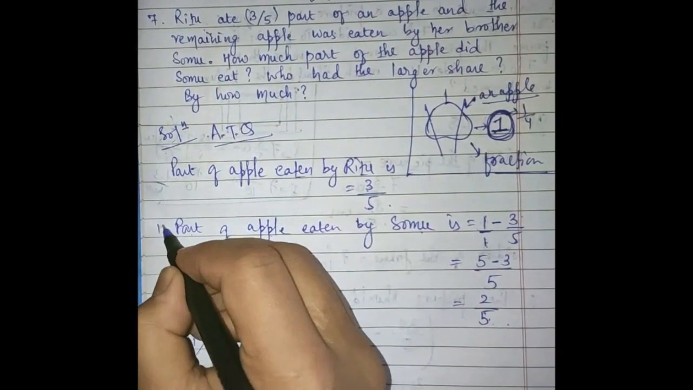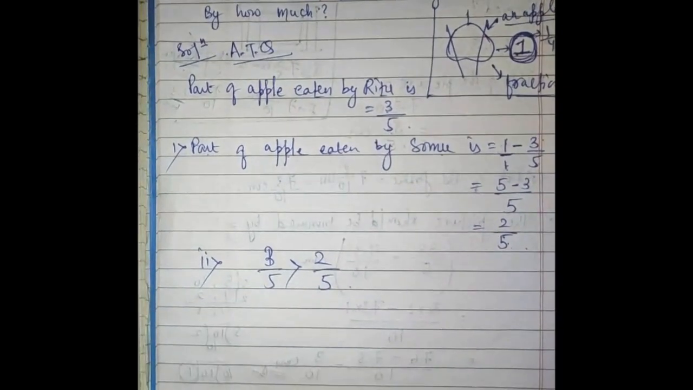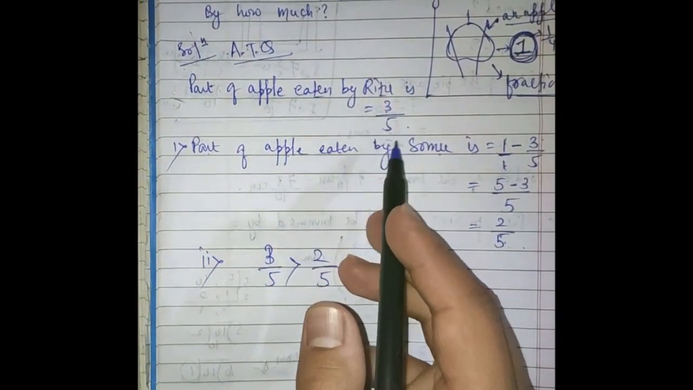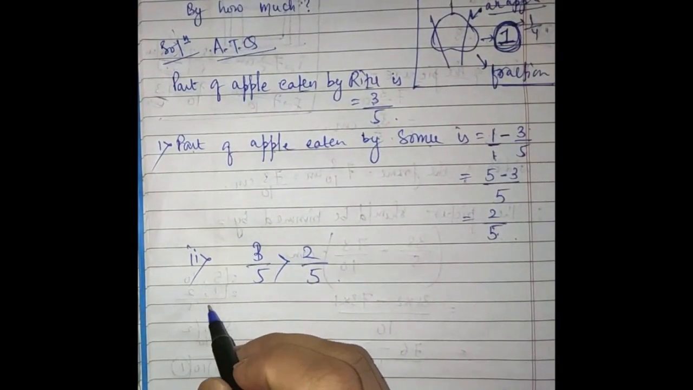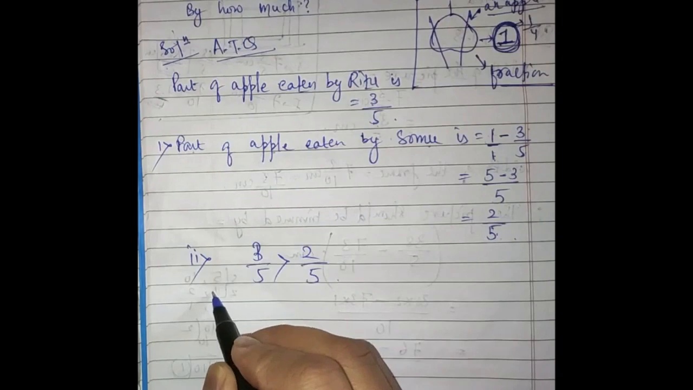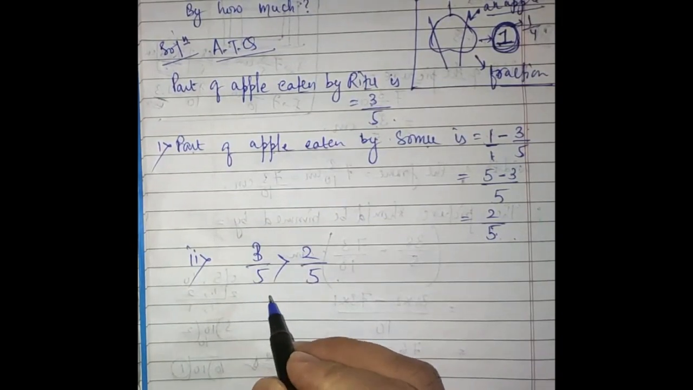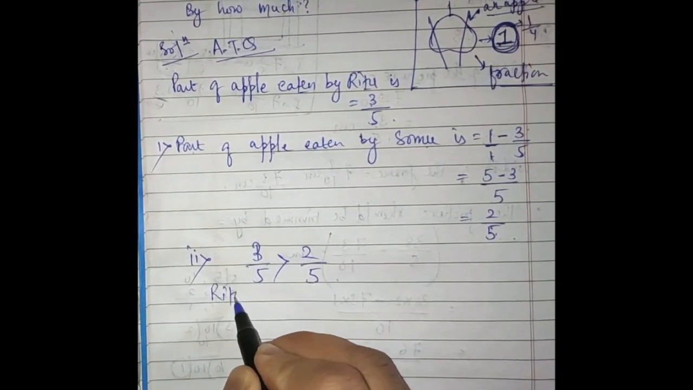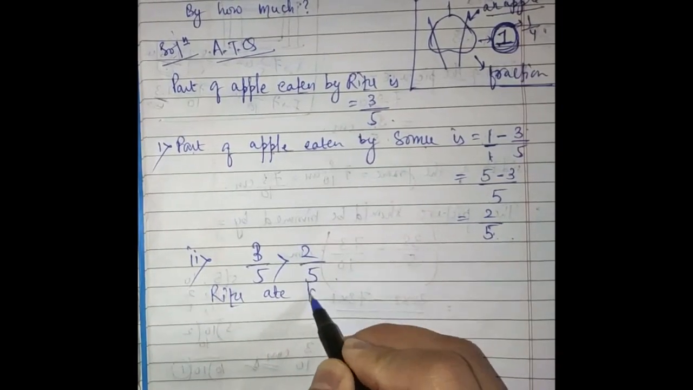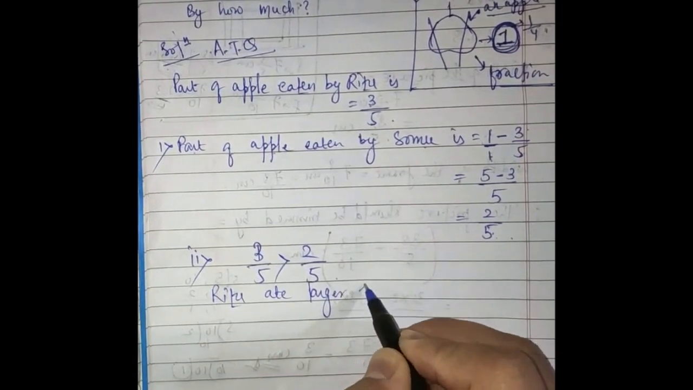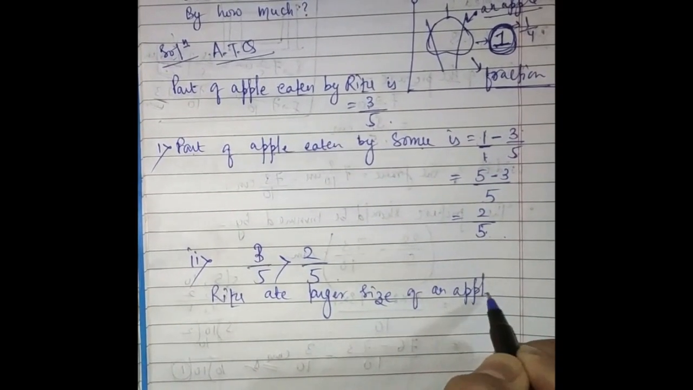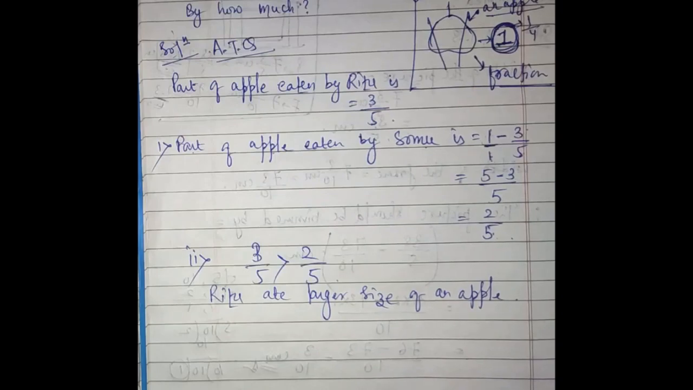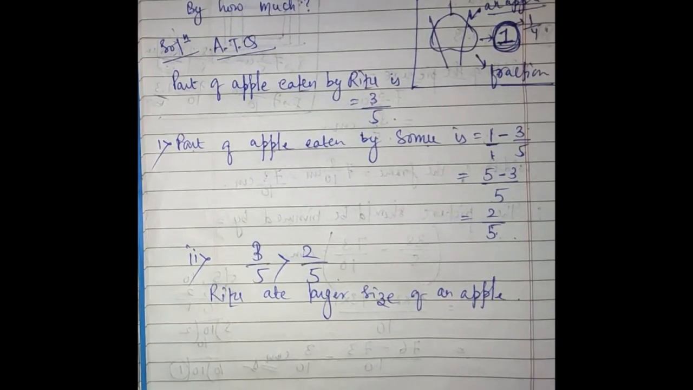This was our first part, and this is number 2. So according to the data, 3 by 5 is greater, no? So from here we can state who ate the bigger part of the apple. So Ritu ate the larger share of the apple. Isn't it? So this thing is clear. Alright, so by how much? By how much that we have to calculate?